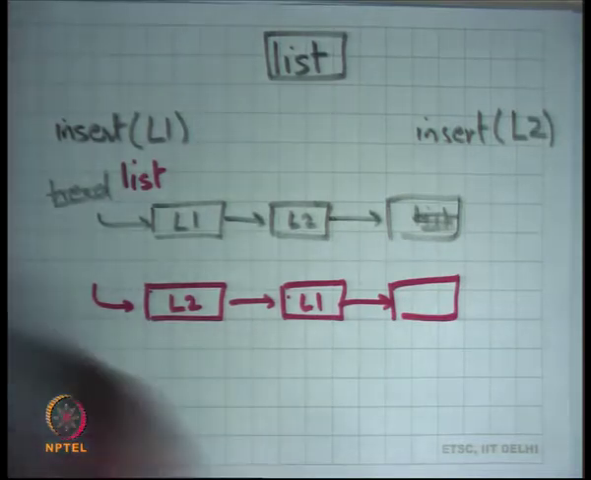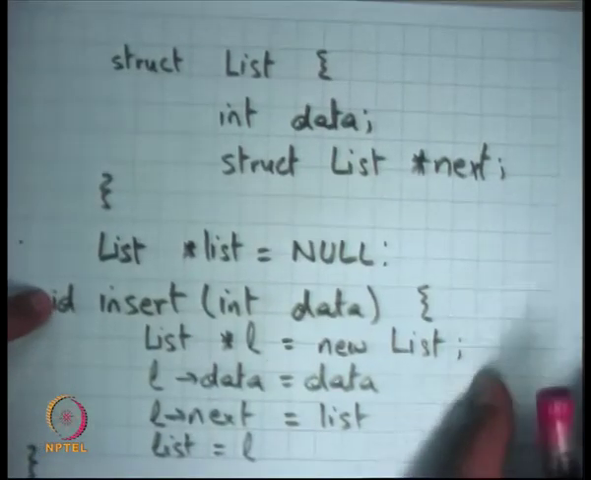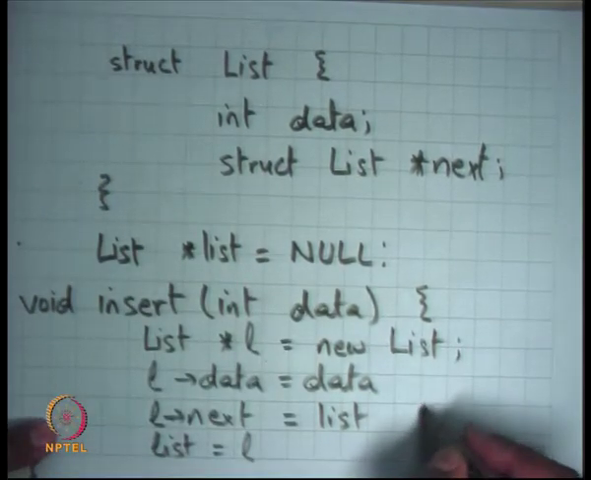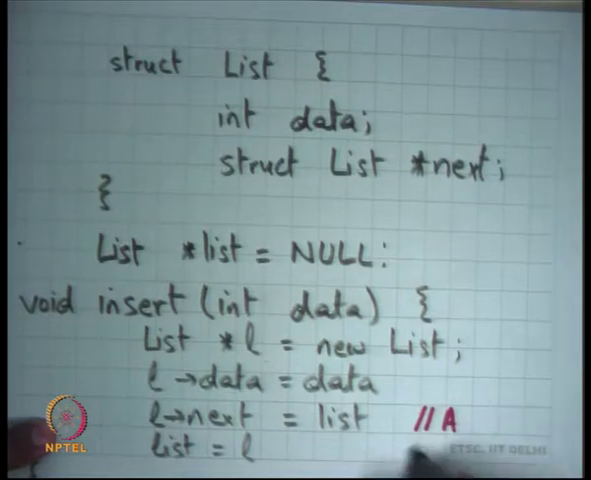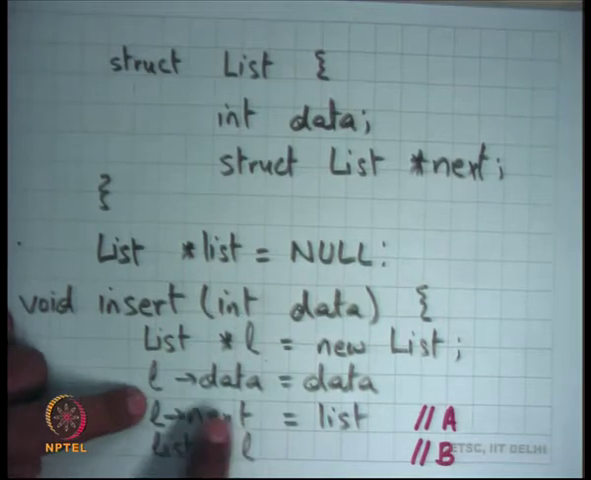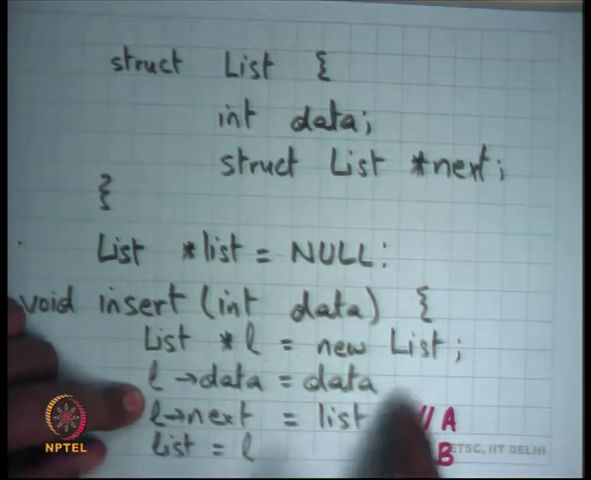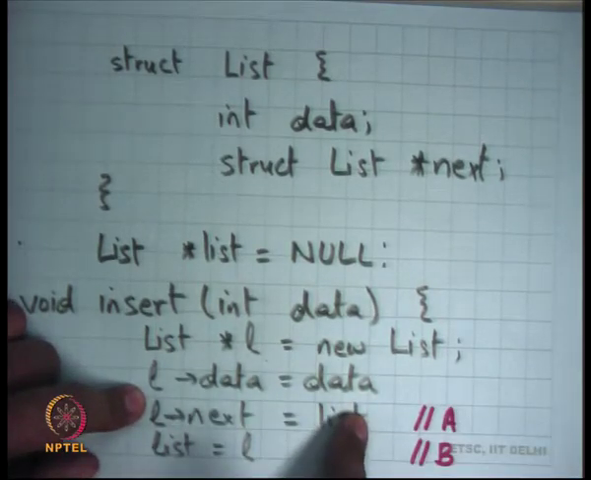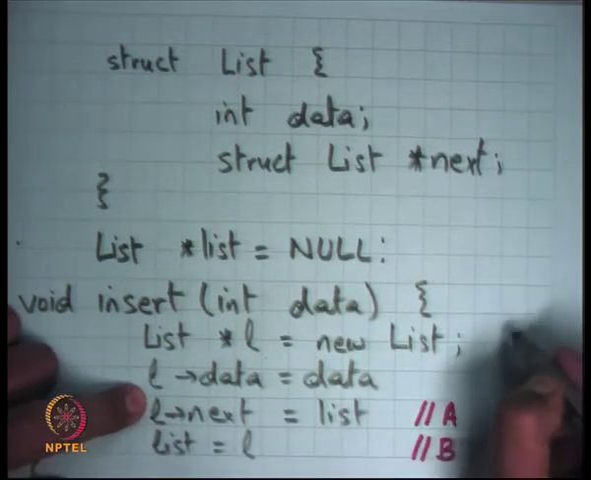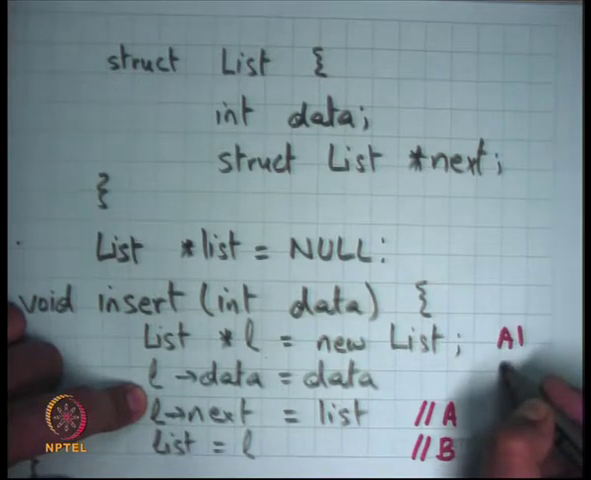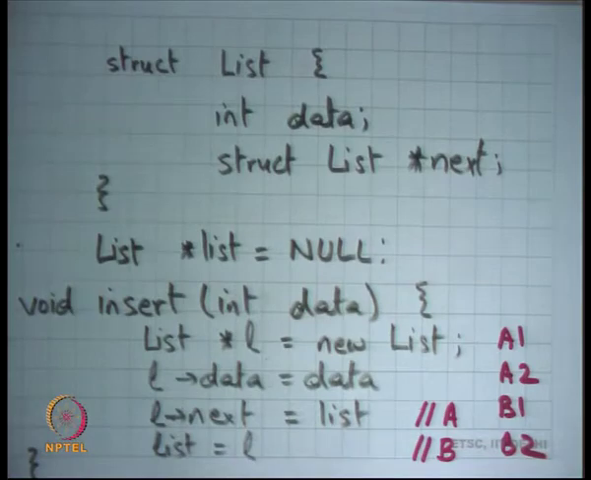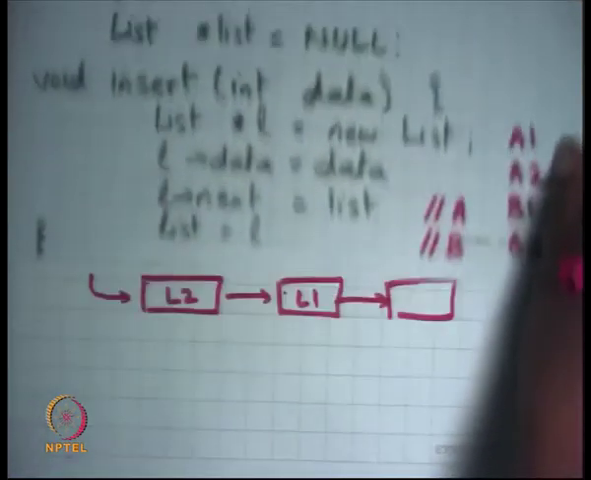Right. So let's say this statement was statement A, and let's say this statement was statement B, right? So what happens if thread 1 executes A, then thread 2 executes A, and then thread 1 executes B, and then thread 2 executes B. So the schedule is A1, A2, B1, B2. Let's see what's going to happen.